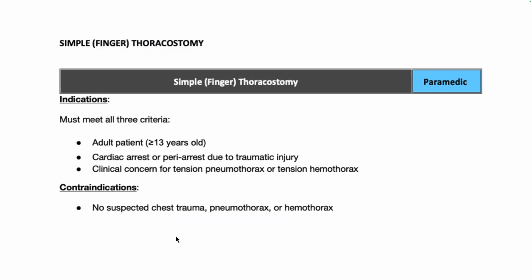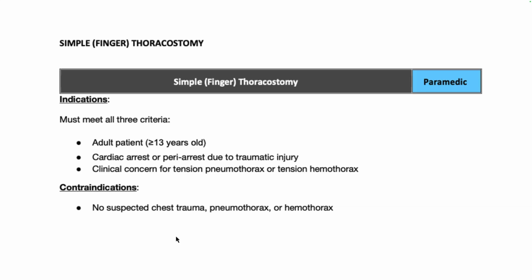So we have our simple finger thoracostomy protocol, and we go through the agency-specific guidelines on this. So first off, the patient must meet all three of the following criteria. This is a very restrictive protocol. So our needle decompression is still going to be our mainstay. This is for a very specific patient population.